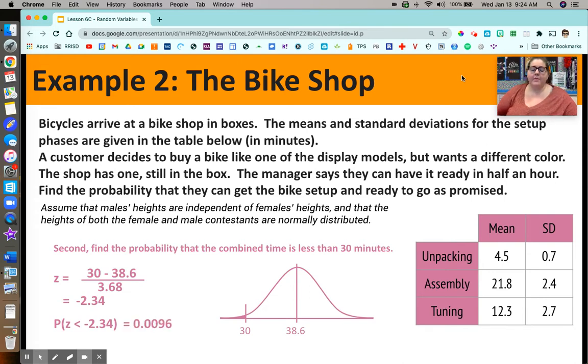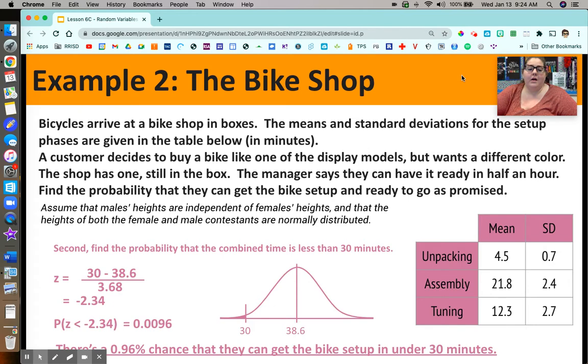It's good stuff. But if I look on my z-table, I'm going to get a probability of 0.0096. And since we wanted the less than probability, we know that's our final answer because that's what our z-table always gives us, the less than probability. So that is our answer. There is a 0.0096 probability, or a 0.96% chance, less than a 1% chance, that they can get the bike ready to go in under 30 minutes. So the manager is definitely promising more than he should.